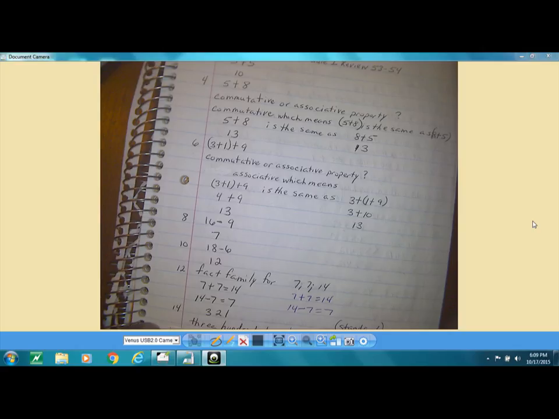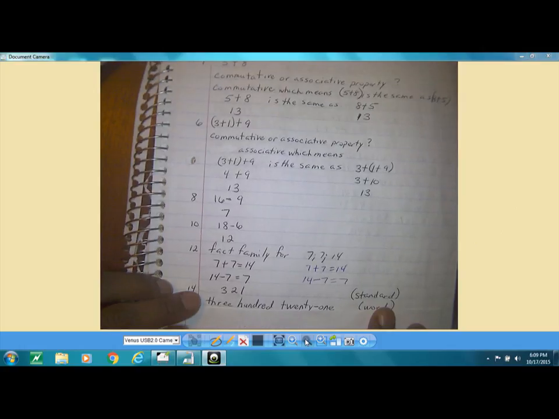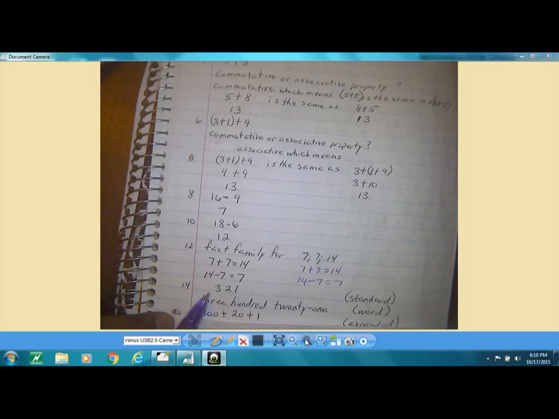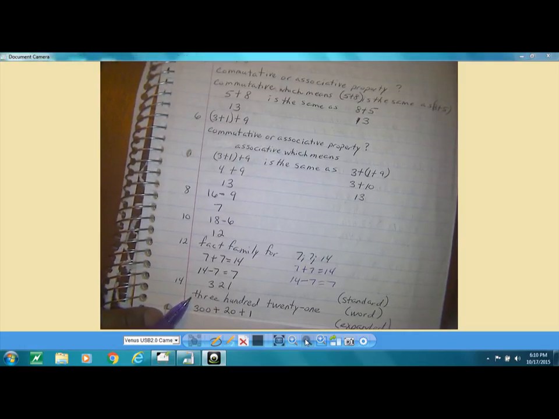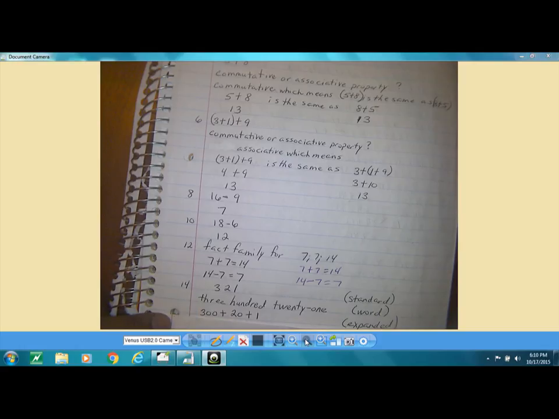Here is 321 in word form. And here is 321 in expanded form, which would be 300 plus 20 plus 1. So 321 in standard form, 321 in word form, 321 in expanded form. They ask you to put it in expanded form, but I wanted you to see it in those three forms right next to each other.